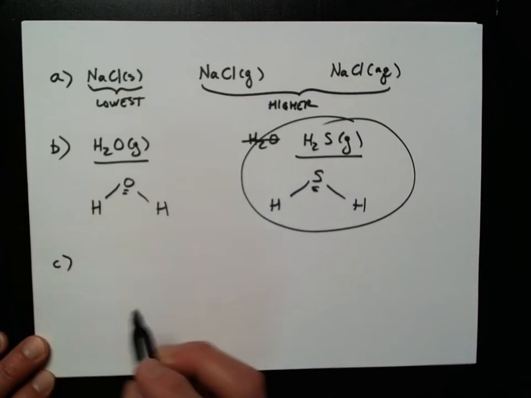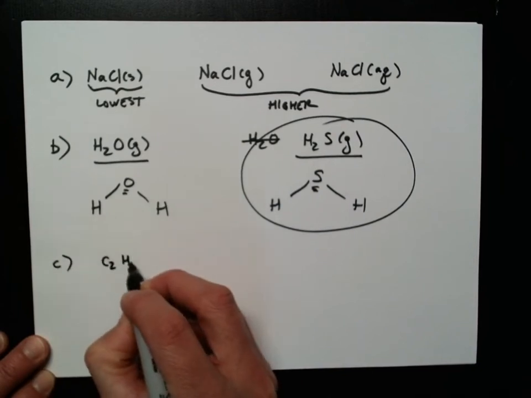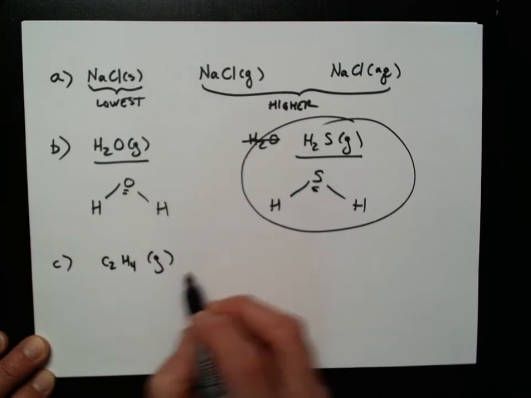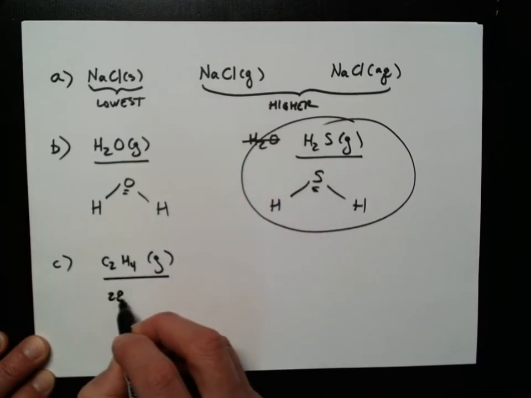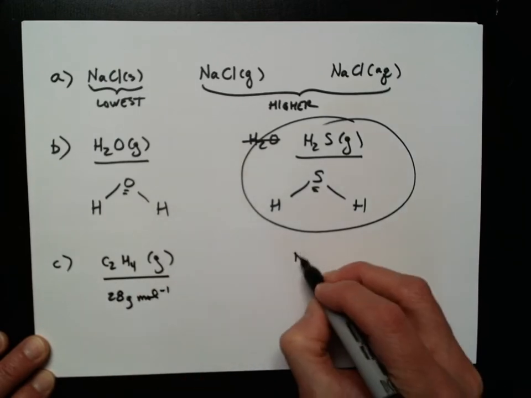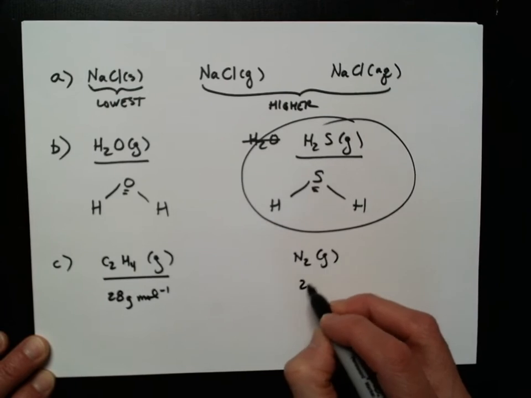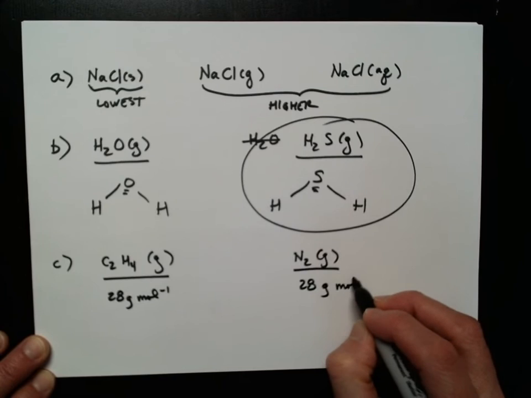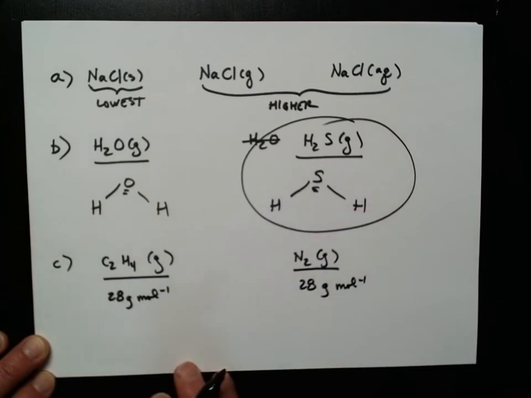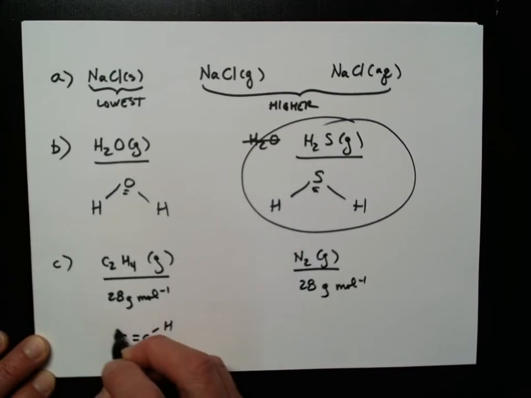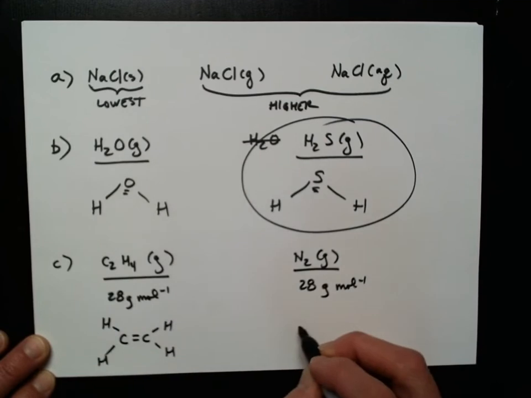Let's look at C2H4 gas, which has a molar mass of 28 grams per mole, if you look it up. And over here we have N2 gas, also 28 grams per mole. Here they're the same size in terms of mass, but let me just draw it out this way. Here's the Lewis structure for each particular substance, versus this.